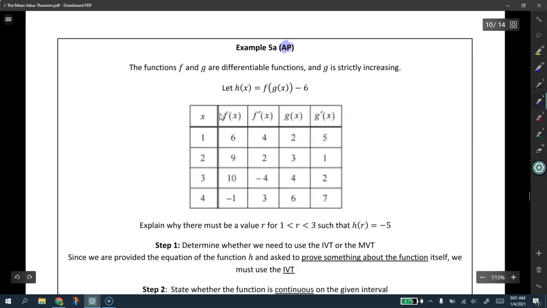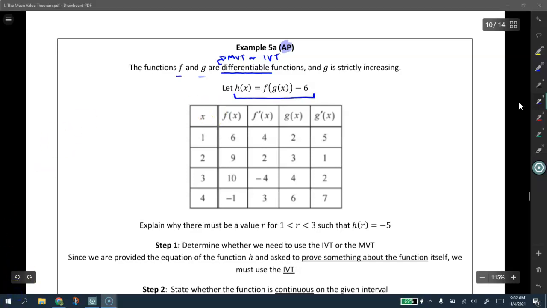What we've been told is you have two functions that are differentiable. Now this is very important because if they're differentiable, what that means is you could technically use the MVT on it, or you can use the IVT. Because if it's differentiable, the MVT qualifies. But we know that if something is differentiable, it's also continuous. And if something is continuous, then the IVT can also work on it, right? Now, we've been told that there's a function, and the equation of the function is h of x is equal to f of g of x minus 6.